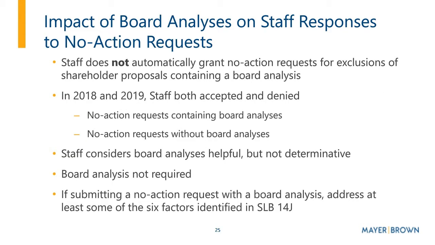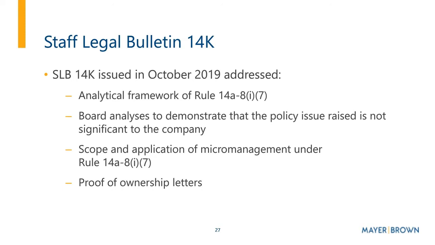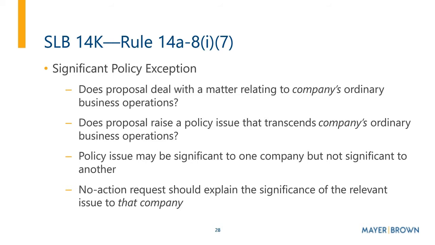We're going to skip ahead now so that I can talk about SLAB 14K, which came out in October, against the backdrop of what we saw over the last 2 years. And SLAB 14K emphasized that the staff takes a company-specific approach to the significant policy exception to the ordinary business exclusion. And that means if you're going to submit a no-action request on this basis, your analysis should be focused on the issues that the proposal raises in relation to your company.